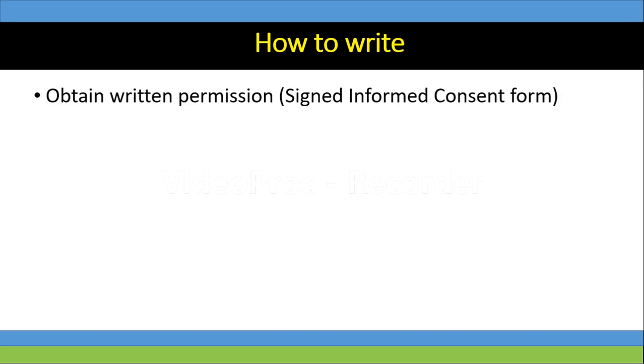Coming to how to write, the first thing that you need to understand, specifically for people working in developing countries like Pakistan, where we do not have a really good concept of informed consent, please obtain written permission from the patient or from their caregivers or from their legal heirs in case the patient is not able to give consent, and you have to get the signed informed consent form.